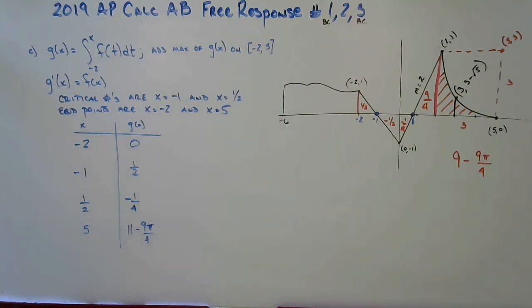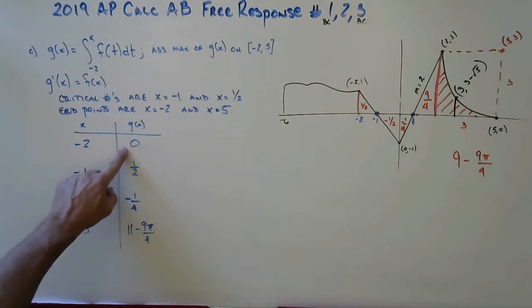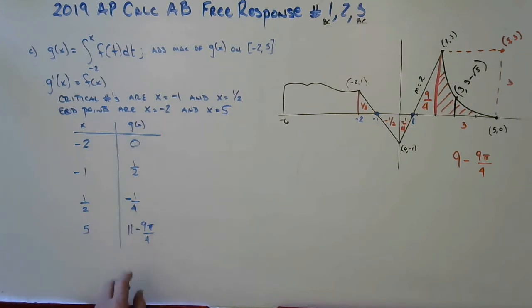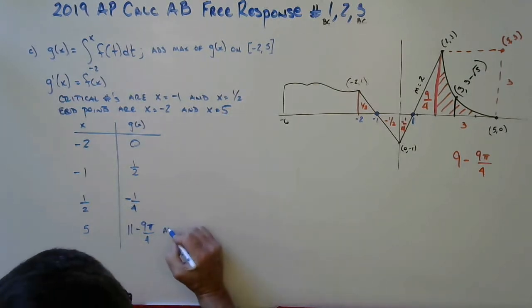Now, it says find the absolute maximum value, right? Well, clearly the negative is smaller than 0. 0 is smaller than the half. And a half is smaller than 11 minus 9 pi over 4. So our absolute maximum value is g of 5. This is our absolute max.